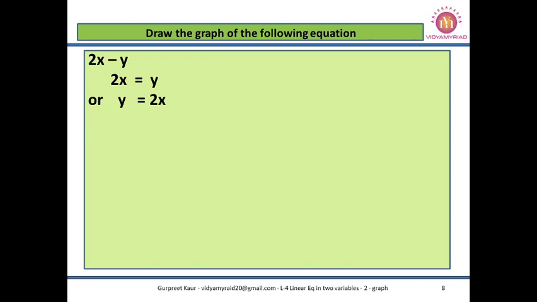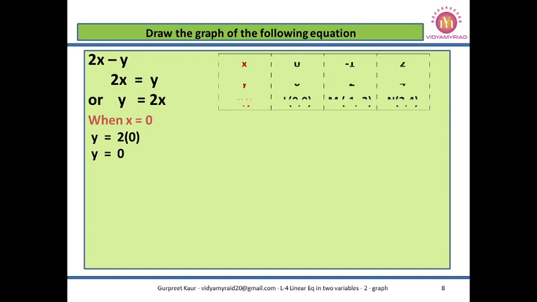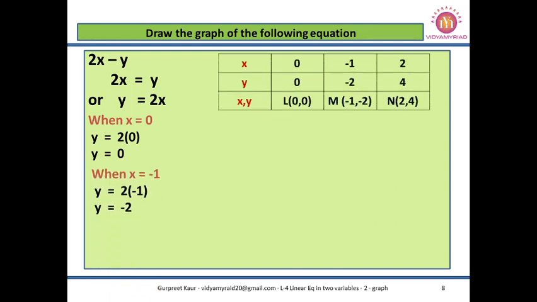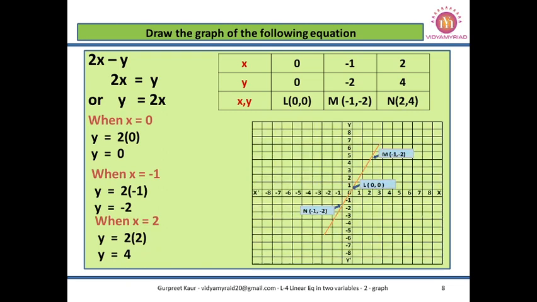Next, 2x minus y. Now here, if you see, this is in the form of y is equal to mx. So what is m here? 2. Now as per this situation, when you form a straight line, it will always cross through the origin. Let's begin with it. When your x is 0, y will also be 0. When your x is minus 1, y is minus 2. When your x is 2, y is 4. So if you plot it on a graph, it will form a straight line in the form like this.